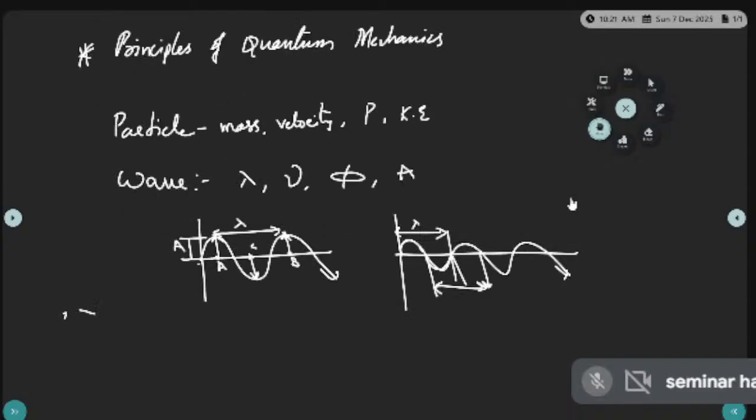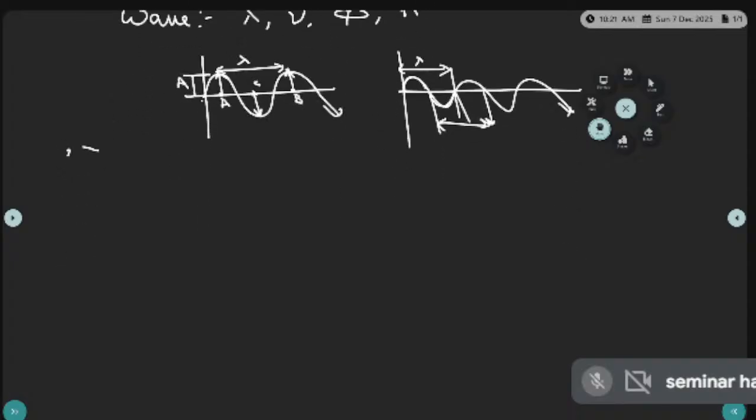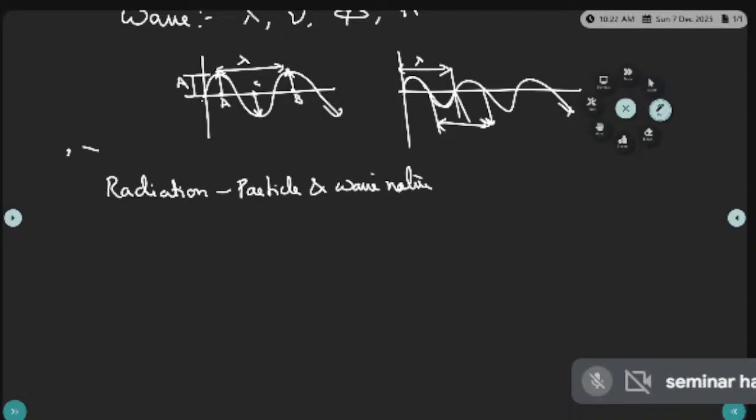So we studied this to define what? We studied this to define wave. So we know how to define a particle. We also know how to define a wave. Now we also know that radiation has got particle nature as well as wave nature. So radiation has got what nature now? Radiation has got particle nature and wave nature. So this together we call as dual nature.